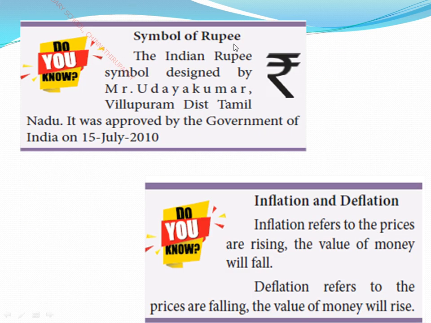See here, the symbol of the Indian rupee. It was designed by our Tamil Nadu citizen Mr. Udaya Kumar. This symbol is now followed on our Indian rupee. It was approved by the government of India on 15 July 2010. And you have to know what inflation and deflation mean. Inflation is where prices are rising and the value of money falls. Here, see the inverse relationship between money and price. And deflation means the prices are falling and the value of money rises.